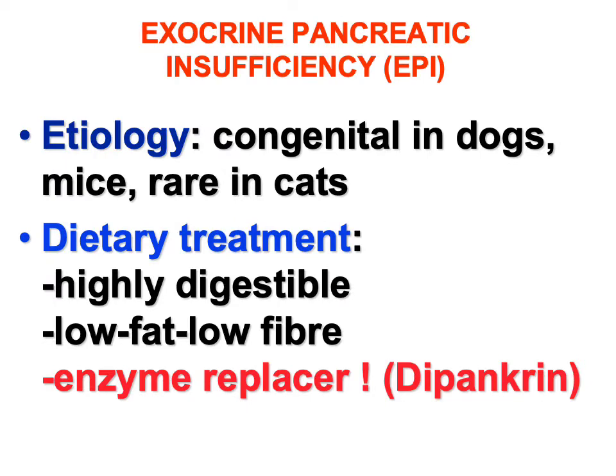And the next exocrine problem is the exocrine pancreatic insufficiency. The EPI we've mentioned in relation with some other state. The etiology is congenital in dogs and mice, and rare, very rare in cats.